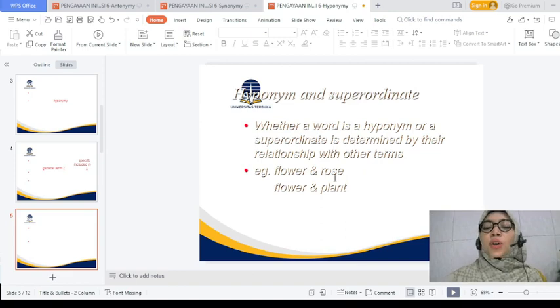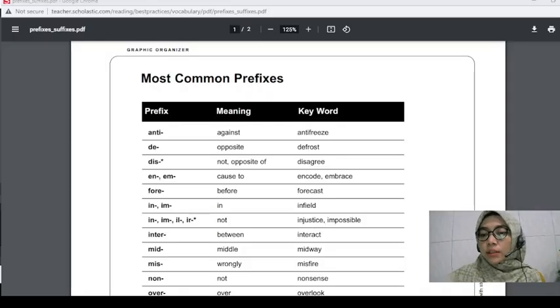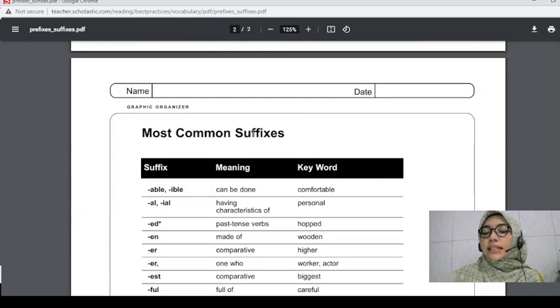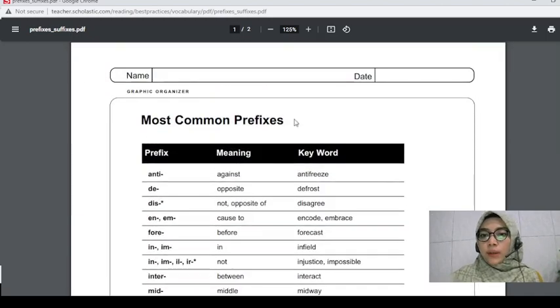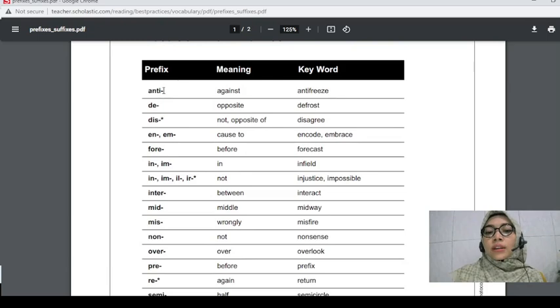Okay, so another material is kinds of affixes. We know there are two kinds of affixes in English. The first one we call prefixes, and the second one is suffixes. So what are prefixes? A prefix is an affix, or in Indonesian imbuhan, that comes before the word, before the root of the word. So this is the list of the prefixes and their meanings.